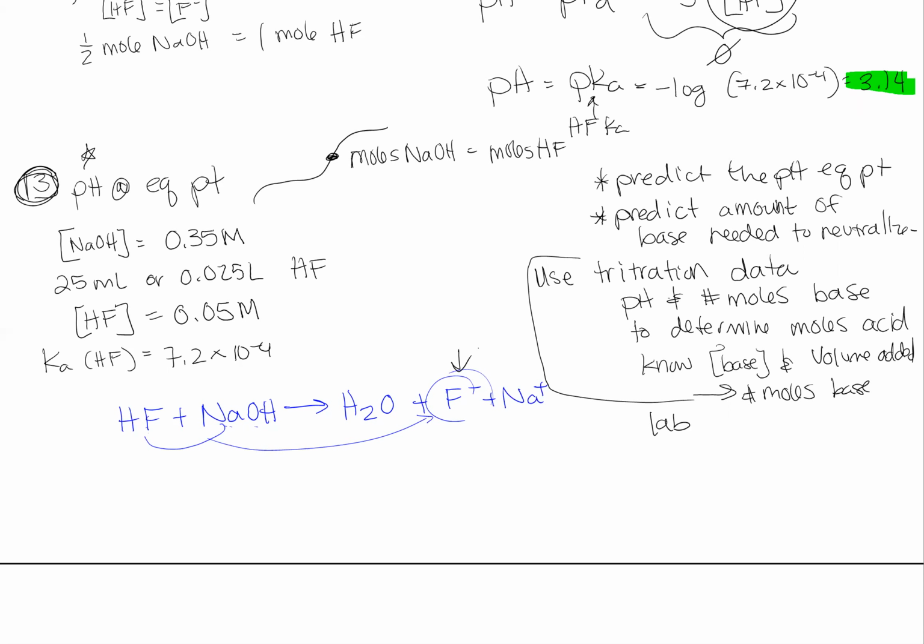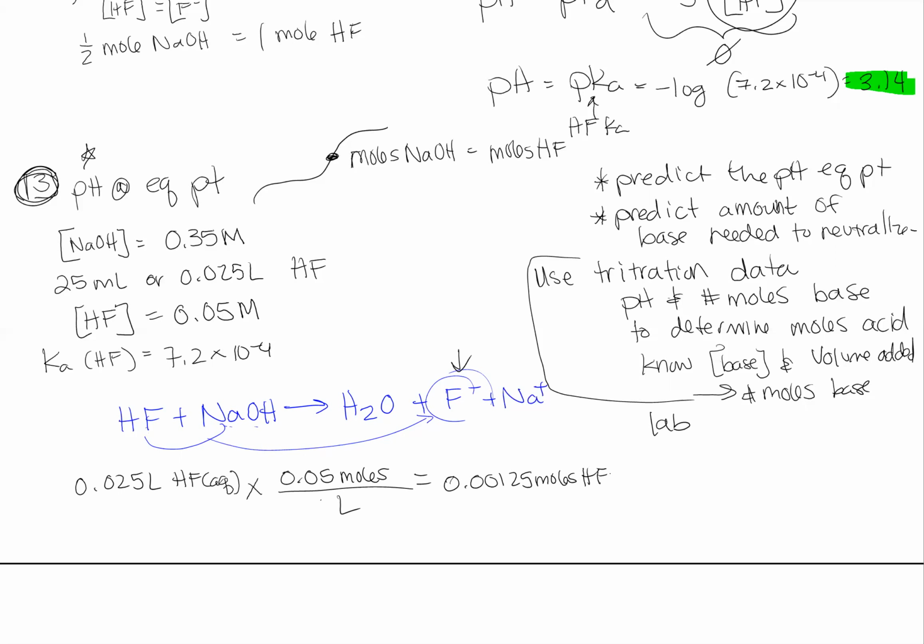So we have, in this case, to predict how much base we'll be adding, we're going to start with what we know about the acid, which is that we have 0.025 liters of our hydrofluoric acid solution. And we'll multiply that by its concentration to determine the number of moles. So we've got 0.05 moles per liter. That's going to give us a value of 0.00125 moles of our hydrofluoric acid that we started with.